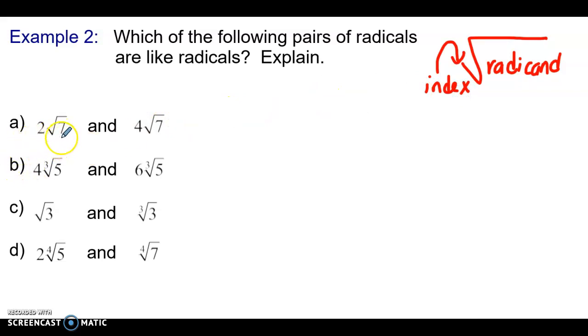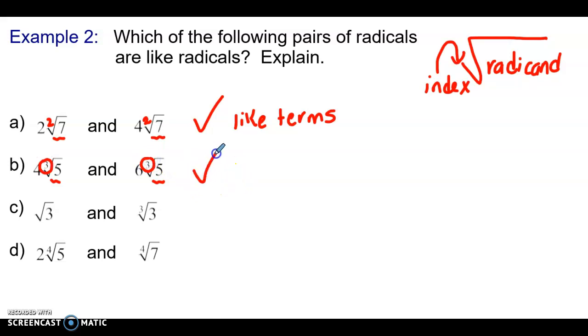So part A, we can see that both terms have a radicand of 7 and both terms have an index of 2. Therefore, 2 root 7 and 4 root 7 are like terms. Part B. In part B, we can see the radicand is the same and the index of 3 is the same. Therefore, B does contain two like radicals.